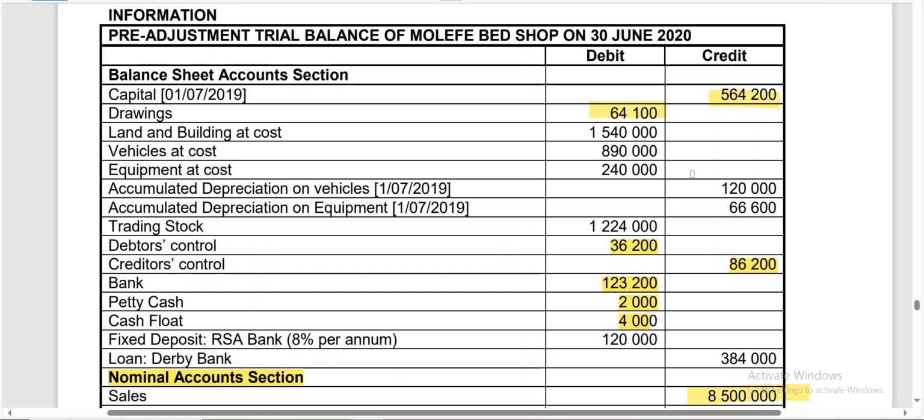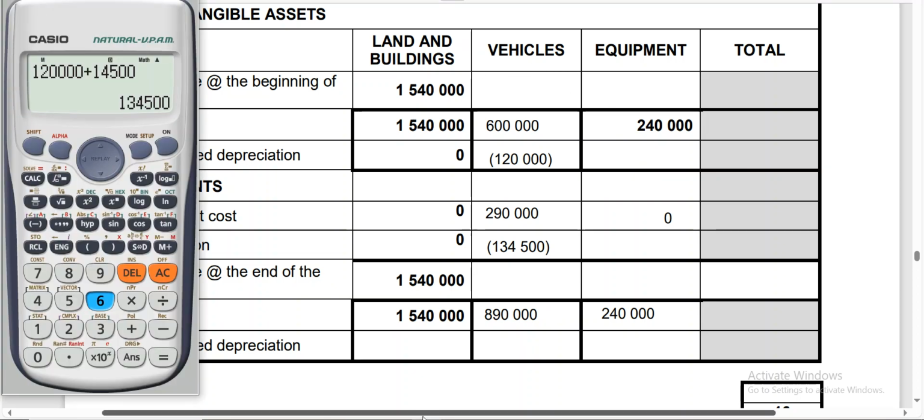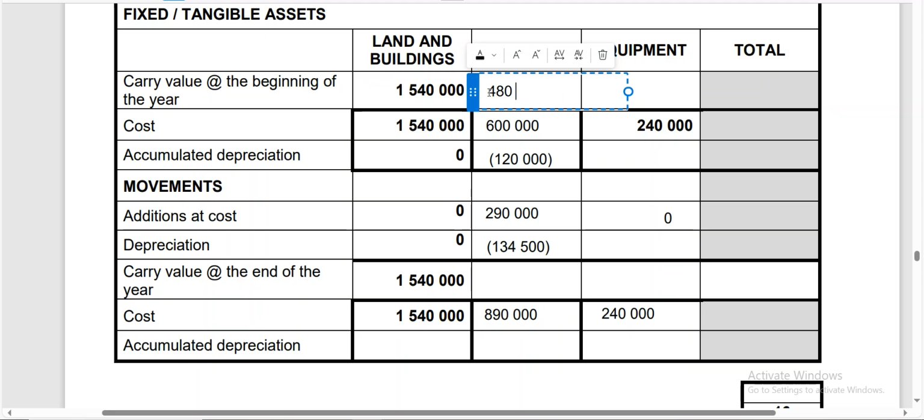And then when I calculate my depreciation, remember, they told me that they use the carrying value method. So if I say 240,000, and here they've also given me accumulated depreciation at the beginning. On vehicles at the beginning, accumulated depreciation is 120,000. I can put that in brackets just so that I can earn marks. Now let's quickly get our carrying value. Let's finish working on the vehicles first. 600,000 minus 120,000, I'm going to be left with 480,000. So my carrying value here will be 480,000.